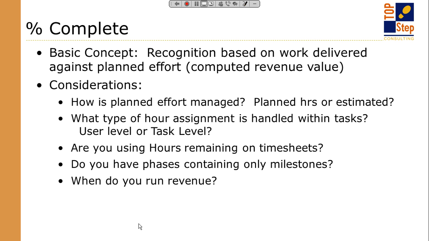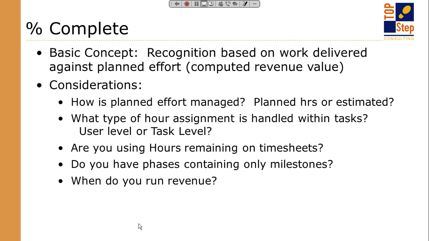But in general, before you start using a percent complete model, you have to understand how you are managing the effort that is supposed to be associated to this project. And when I say effort, I mean planned hours. Are you using planned hours, which is the task assignment? Are you using budget hours at the project level? Are you using estimated hours, which is sort of an hours remaining refinement feature that project managers can take advantage of?